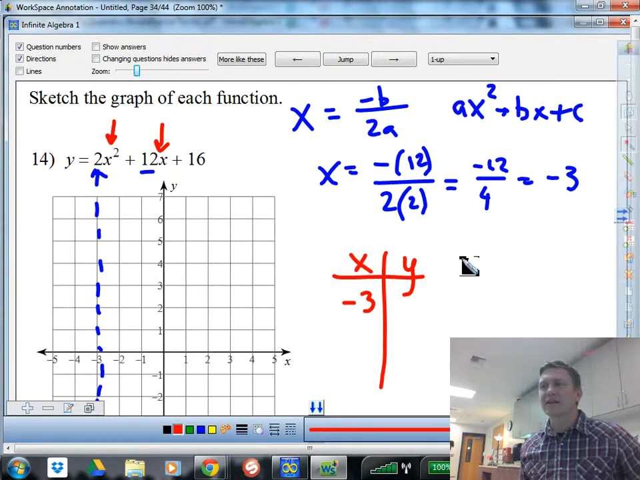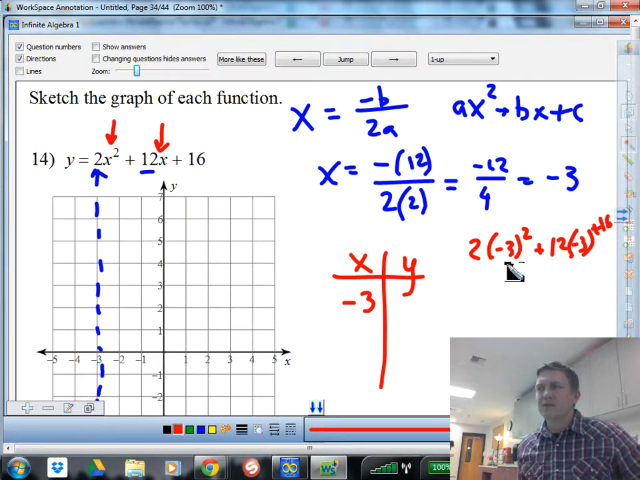Okay, so I'm going to take 2 and I'm going to multiply by -3 squared. And remember, you have to square it first, then multiply by 2. So then I go plus 12 times -3, running out of room over here, plus 16. Okay, so I'm going to take -3 and square it. So that turns into 9 times 2. I'm showing a lot of extra work. You can do a lot of this in your calculator or in your head.